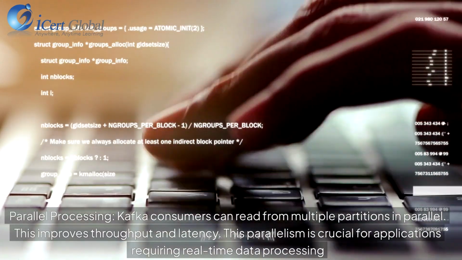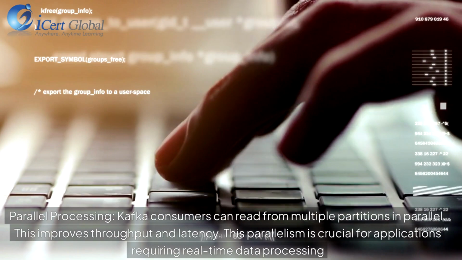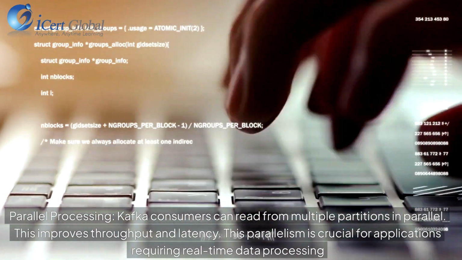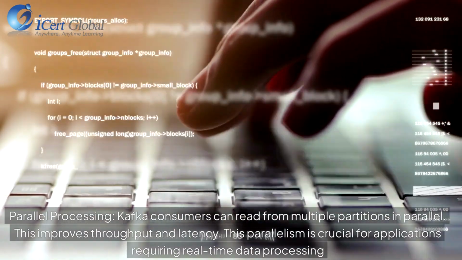Parallel processing. Kafka consumers can read from multiple partitions in parallel. This improves throughput and latency. This parallelism is crucial for applications requiring real-time data processing.